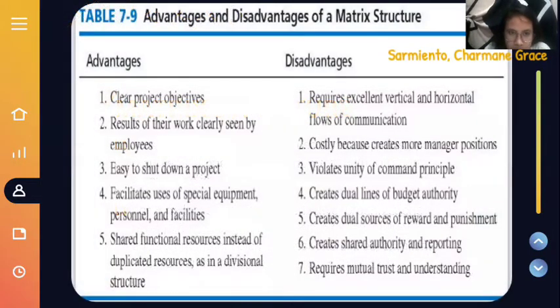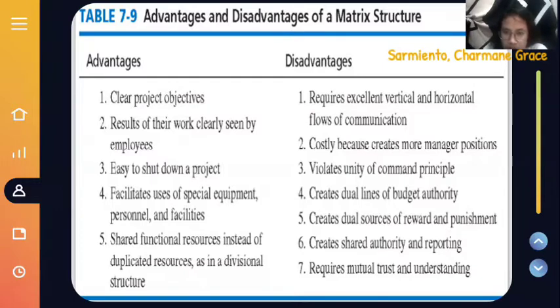These are the advantages and disadvantages of a matrix structure. Advantages are: first, clear project objectives. Second, results of their work clearly seen by employees. Third, easy to shut down a project. Fourth, facilitates uses of special equipment, personnel, and facilities. Fifth, shared functional resources instead of duplicated resources, as in divisional structure.